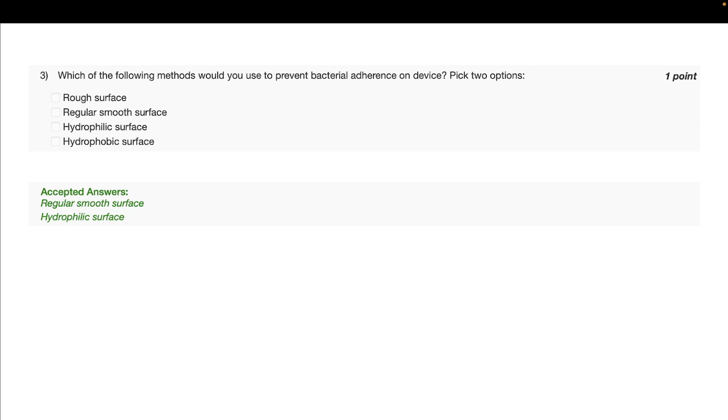Next, bacteria have a lot of proteins on their surface which are mostly hydrophobic in nature, and as a result they keep looking for hydrophobic surfaces because they want to exclude the water. In your body, where most of the surrounding fluid is water, which is hydrophilic in nature, bacteria will quickly identify a hydrophobic surface and adhere to that device. So if you have a hydrophobic surface on your device, you are going to attract more bacteria. To prevent that, you can make your surface hydrophilic. So the two ways in which you can prevent bacterial adherence are to provide a regular smooth surface and to make the surface more hydrophilic.